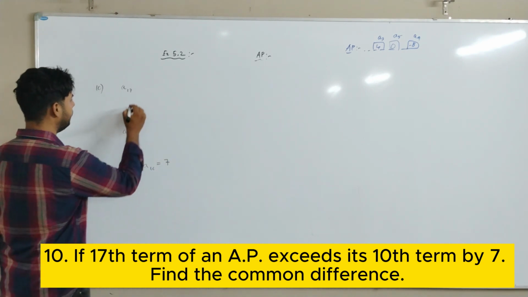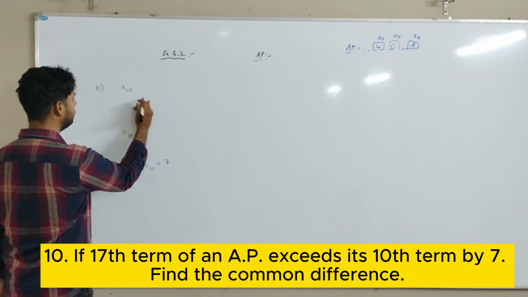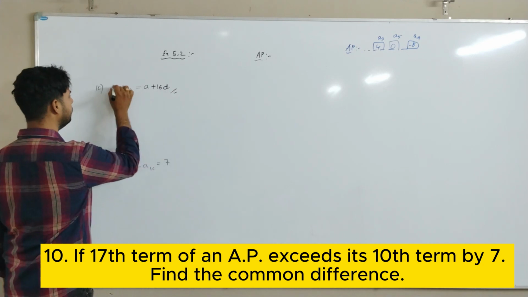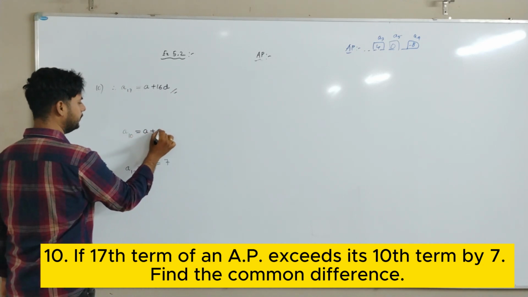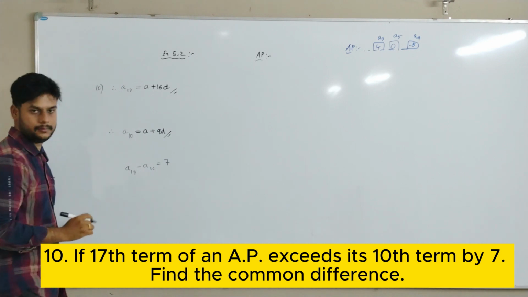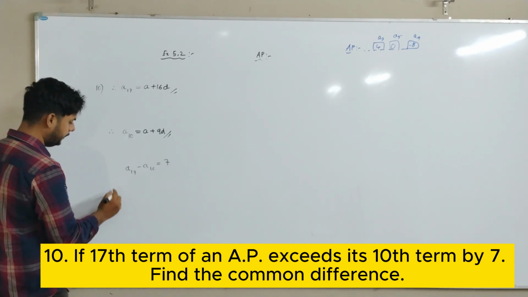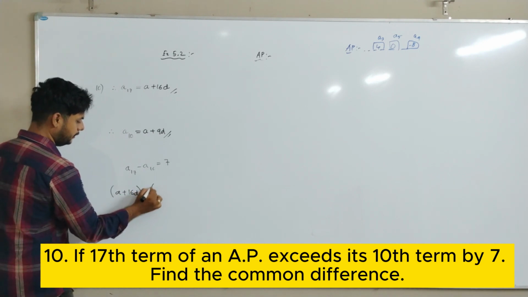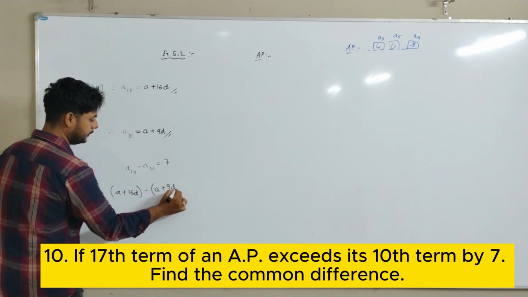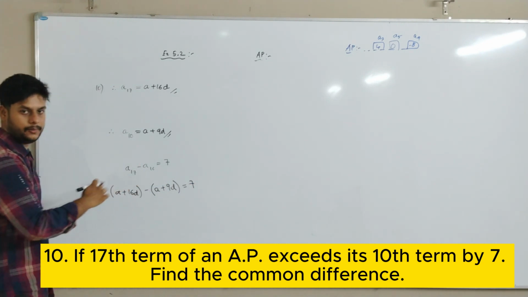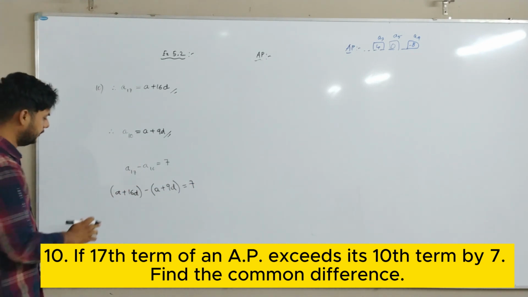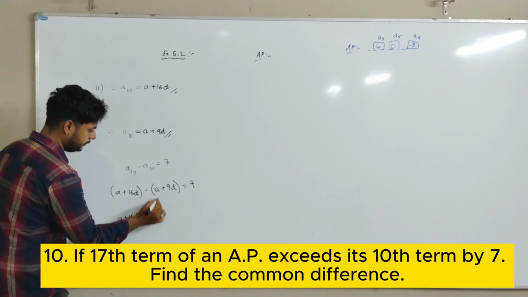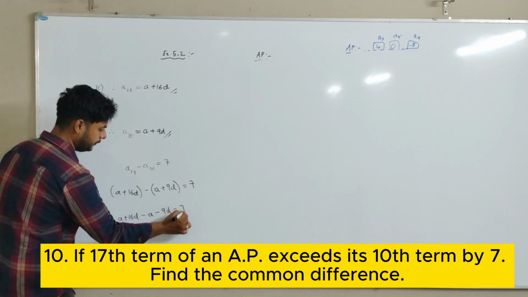Now A17, how can I write A17? A17 I can write as A plus 16D. Correct? And A10 I can write as A plus 9D. Again same. So A17 I will write as A plus 16D minus A10, A plus 9D, is equal to 7. Any doubts how I wrote this equation? Okay. So A plus 16D minus A minus 9D is equal to 7.